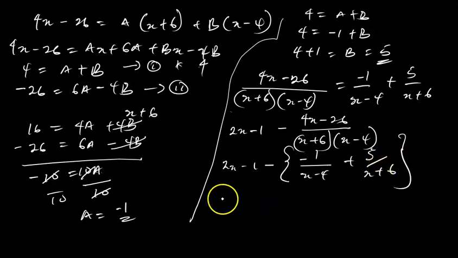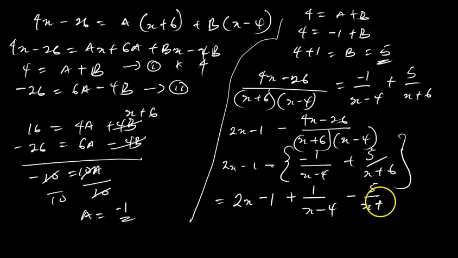So conclusively, I can say my partial fraction is the same thing as 2x minus 1, minus times minus 1 becomes plus 1 over x minus 4, and minus times this plus becomes minus 5 over x plus 6.